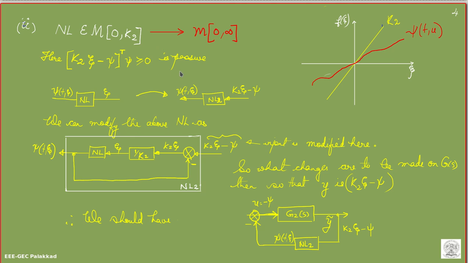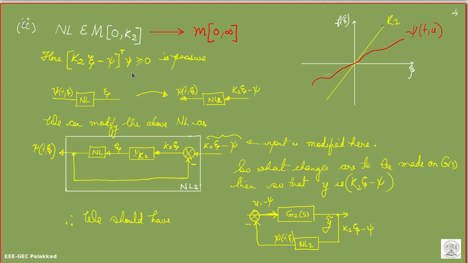And then we have to check whether this new G of S is positive real or not. In that case also, the difference is k2 into xi minus xi transpose into psi is positive. We are subtracting in the reverse order. In the previous one we had subtracted in the reverse as xi minus k1 into zeta. That was the difference here.